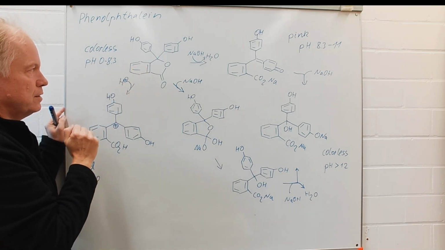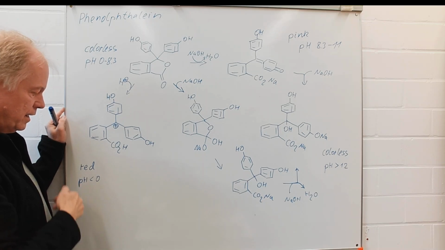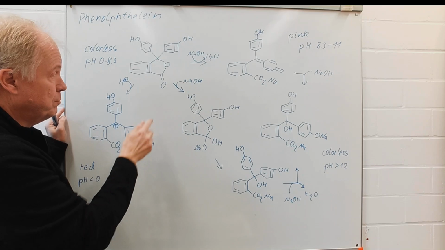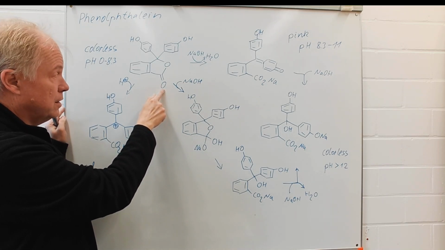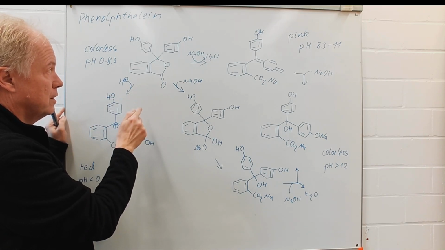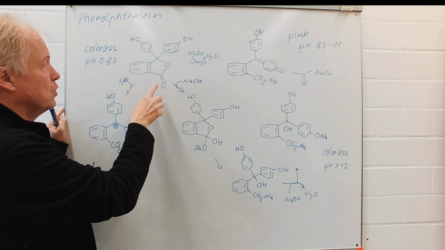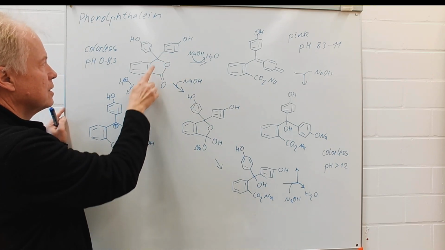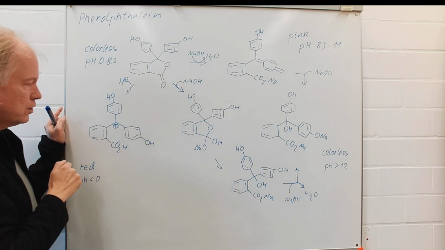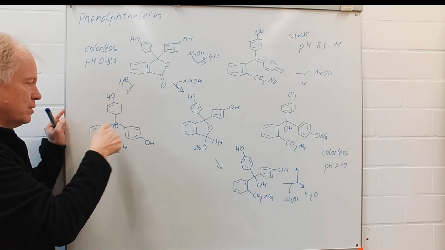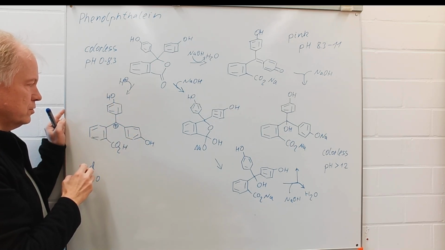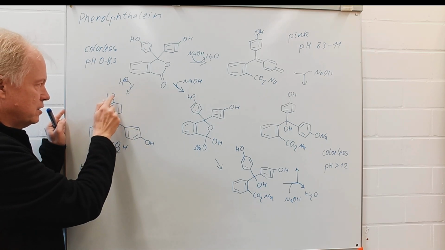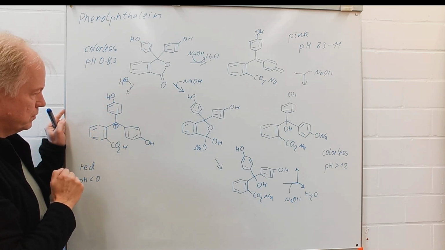But if we protonate this molecule, pH below 0, then it becomes red. What will happen? Protonating here at that carbonyl oxygen will lead to a ring opening of this lactone. Here we will have a cationic charge which is stabilized by resonance structures under participation of the aromatic rings and even participation of those OH groups.